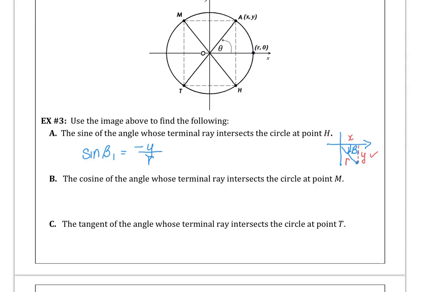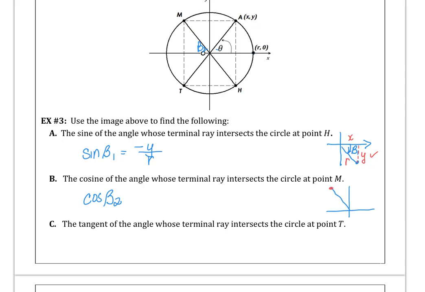The cosine, if we called that cosine of, let's say, beta sub 2, for point M, we're up here, so beta sub 2 would be a sketch in quadrant 2. So the angle comes over here.